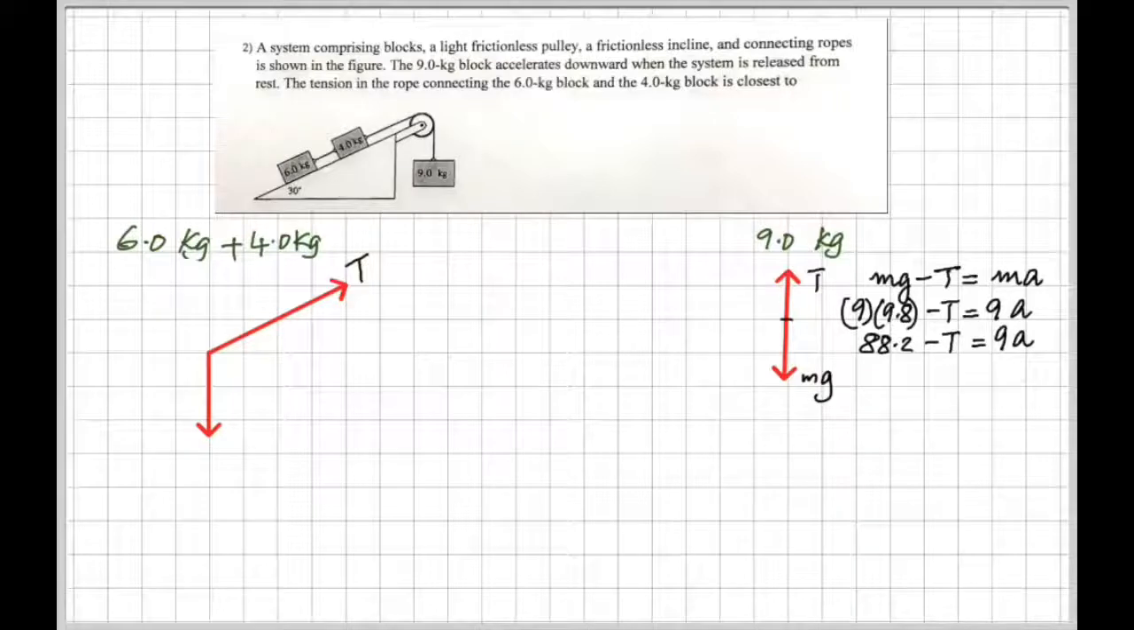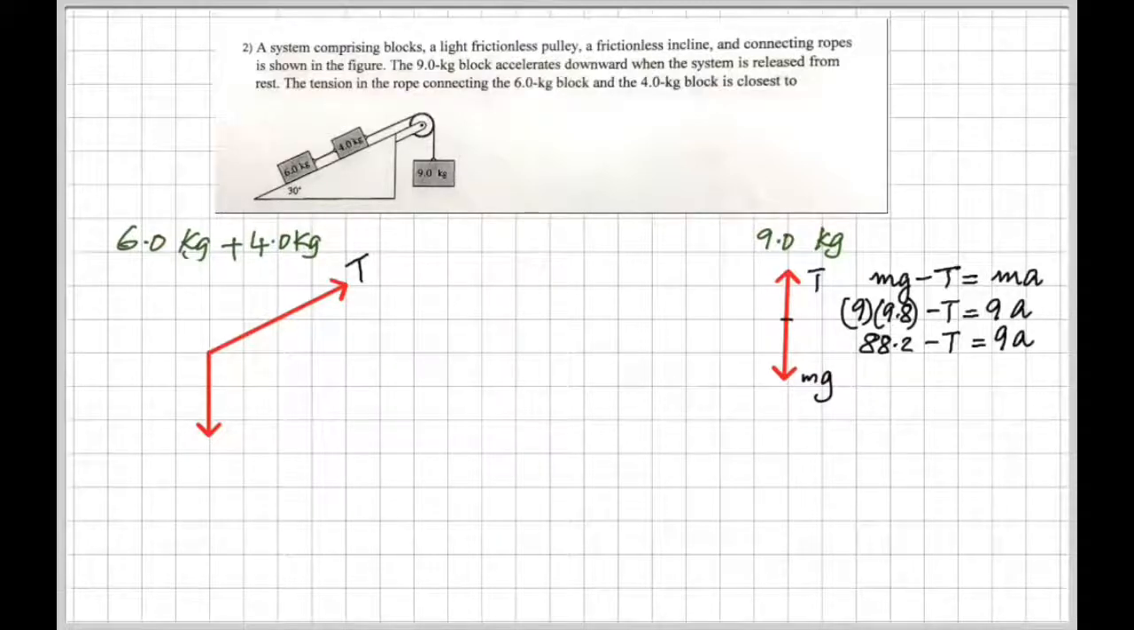The next free body diagram that we have to draw is considering the 6 and the 4 kilogram as a system. So we're going to consider them together. The reason is, we do know that the tension in the string in this part is the same as here. So we know the tension here is T. That's why we are considering this as one system and setting up the free body diagram. So the forces are tension along the string, and then the weight of the 6 plus 4, 10 kilogram, acting vertically down.